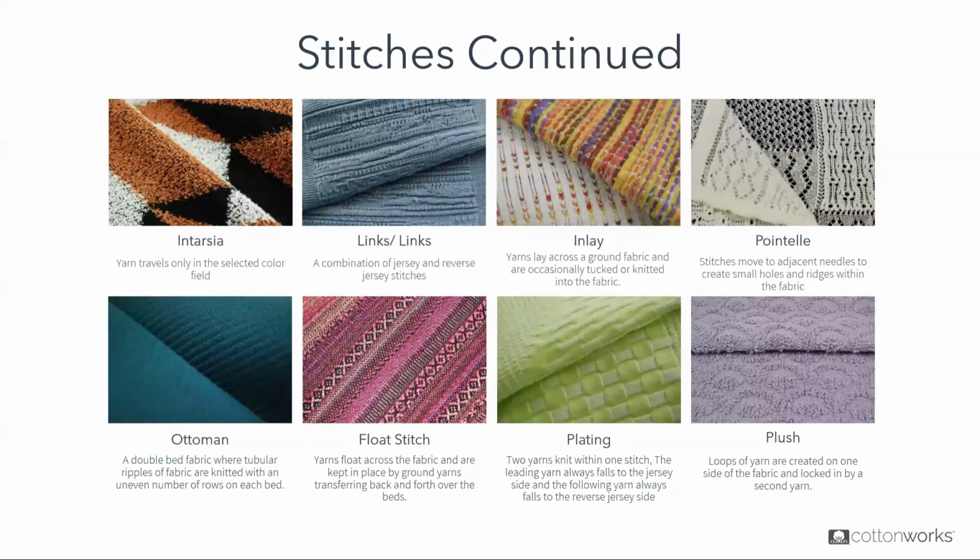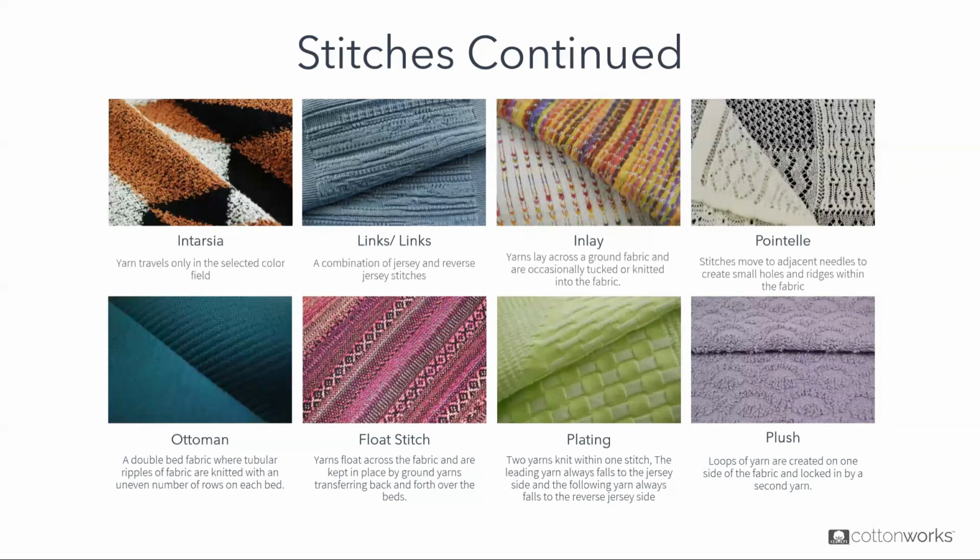A few more stitches on this page. The first one is the intarsia stitch, and this differs from a jacquard stitch because although we're using multiple yarn feeders of different colours or different textures, those specific yarn feeders only stick within their specified areas, knitting back and forth. That way we can create a multicoloured or multi-textured fabric that is lighter in weight.